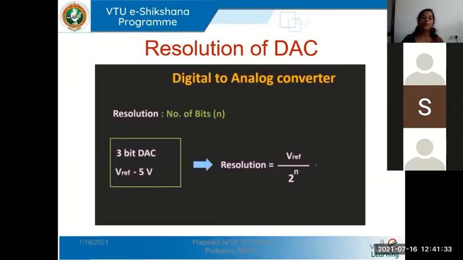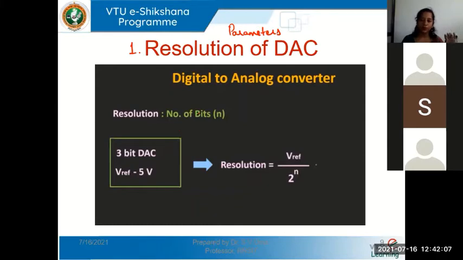Okay, we have some important parameters for a DAC. One important parameter is something known as the resolution of a DAC. What do you mean by resolution of a DAC? It is nothing but the number of bits which can be converted in a DAC. Remember, a DAC is a digital to analog converter. How many input bits the DAC can take is a measure of resolution.